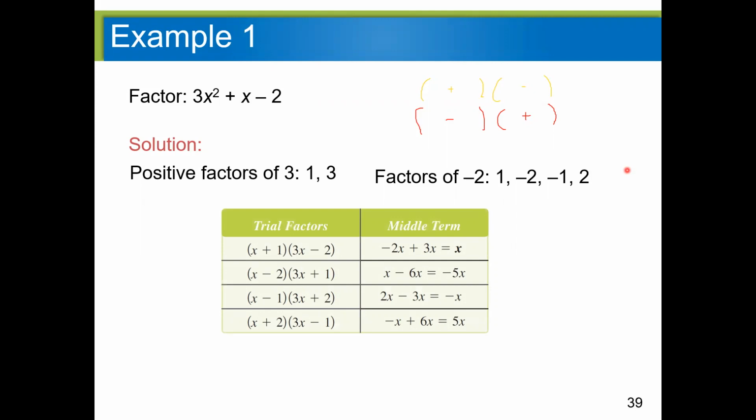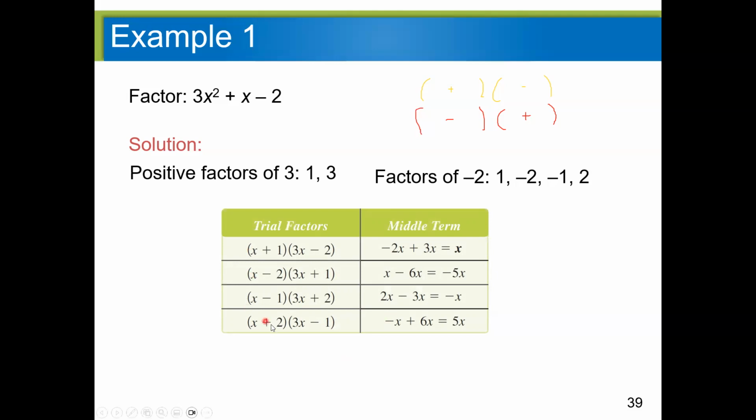So as shown here, we have our trial factors written down, and then we run through everything. We FOIL it, because for each of these firsts, they're all going to give us 3x squared, right? And for each of these lasts, they're all going to give us -2. But the outside and inside, the middle part of FOIL, that's the term where the things need to add together to create +1.